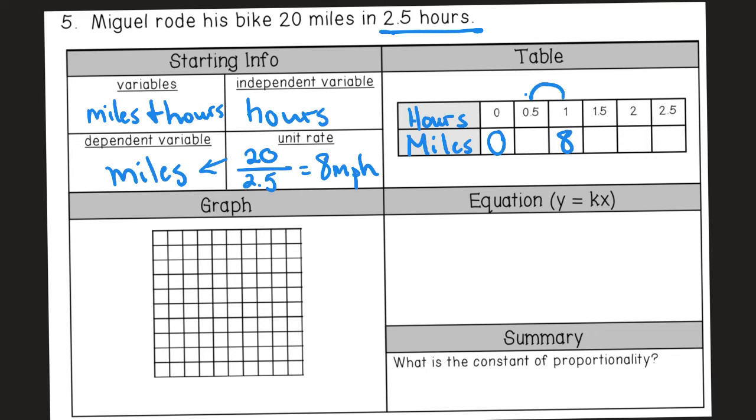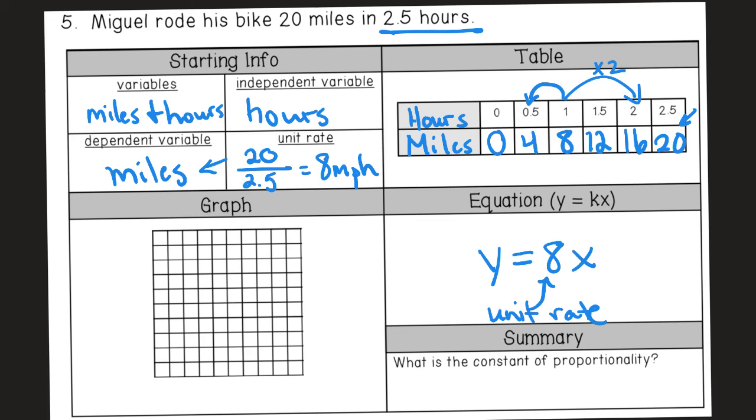So remember, to get from here to here, 5/10 is the same as a half. Okay, so half that time would be 4 miles. And then 1 whole hour plus a half would be 12. And then here would be 16, because this would be times 2. And then this one is actually in the problem, which was 20. So your equation is y equals 8x, okay? This has to be your unit rate. You must have the x as well.